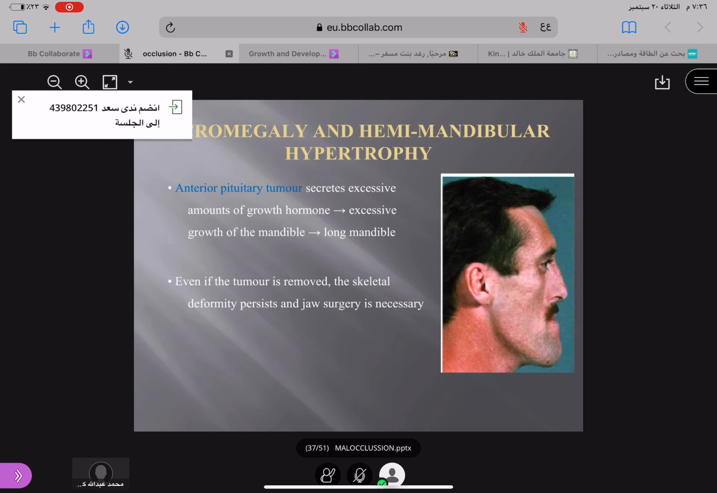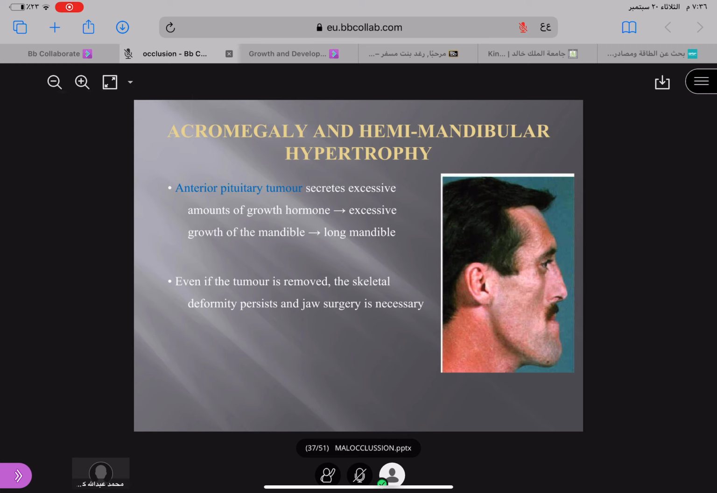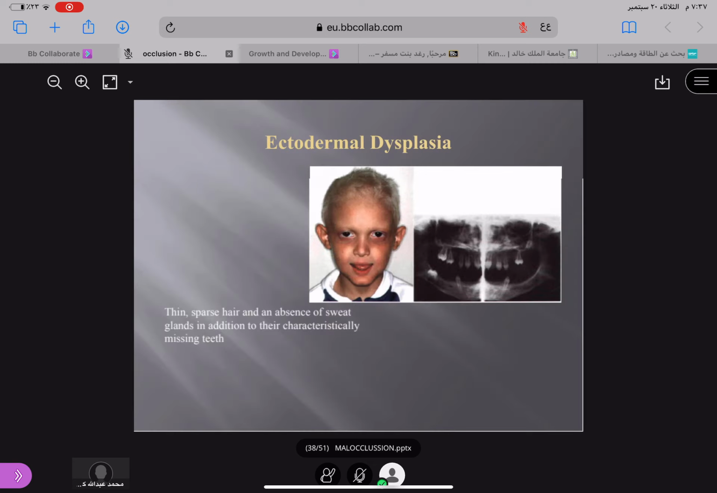One of the conditions is also known as acromegaly and hemimandibular hypertrophy. As you can see, one side of the mandible is growing long. The cause is an anterior pituitary tumor. The result is that it secretes an excessive amount of growth hormone, causing excessive growth of the mandible, resulting in a long mandible. Even if the tumor is removed, the skeletal deformity persists and jaw surgery is required to correct the size of the jaw.